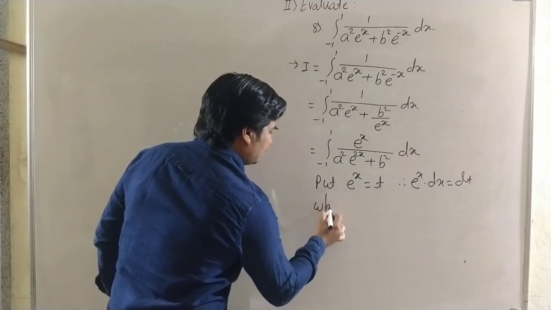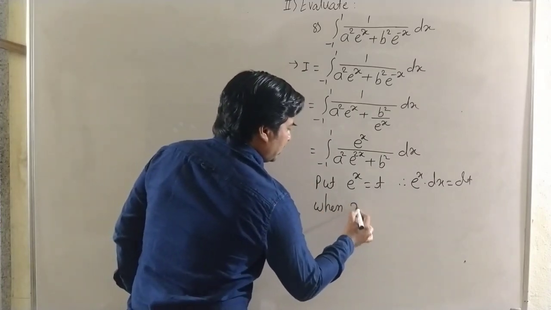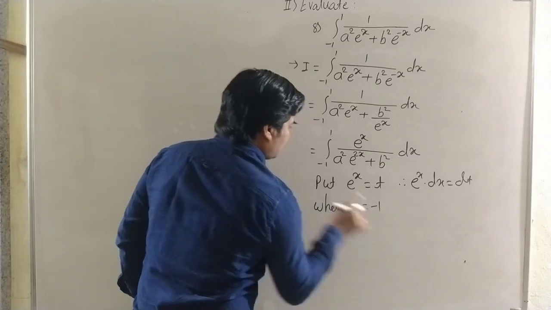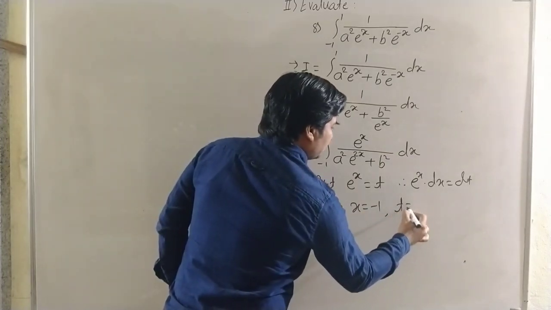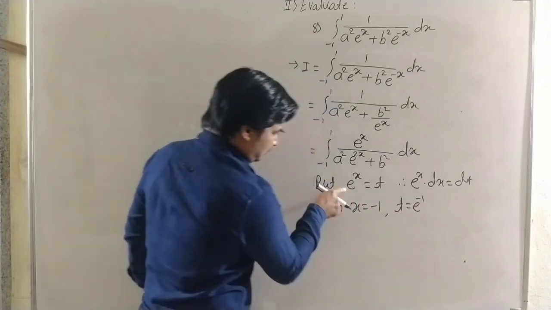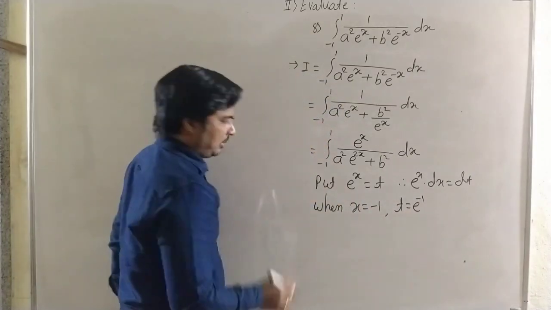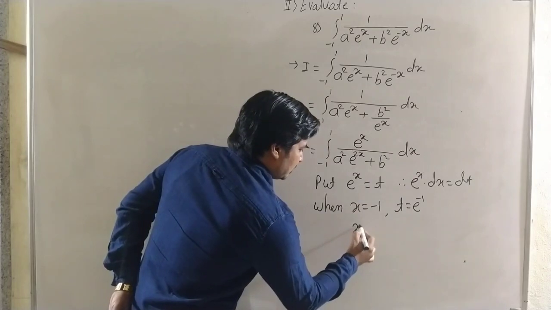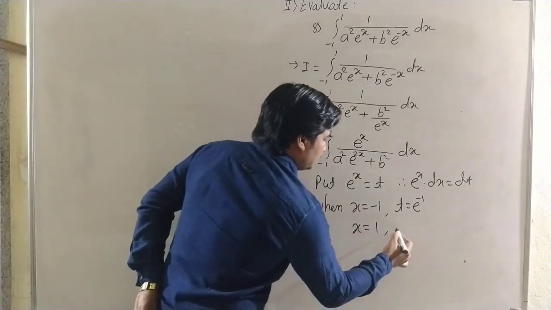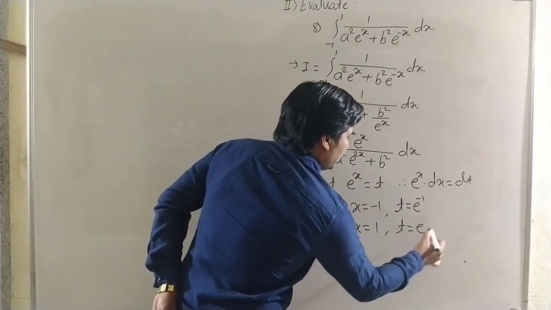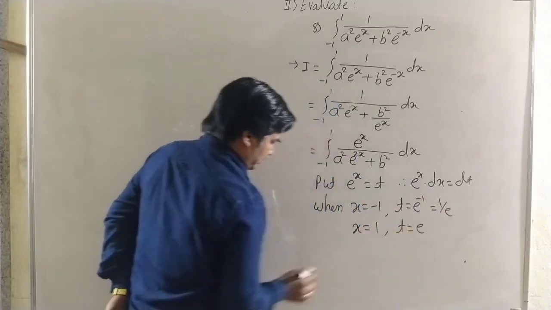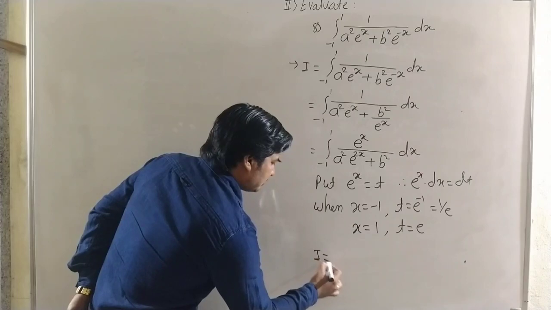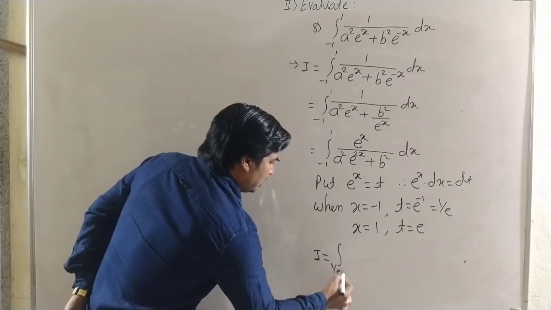Now change the limits. When x is equal to -1, the lower limit, t is equal to e to the power -1, that means 1 by e. And when x is equal to 1, t is equal to e. So the limits are 1 by e to e. Then the integral is from 1 by e to e.